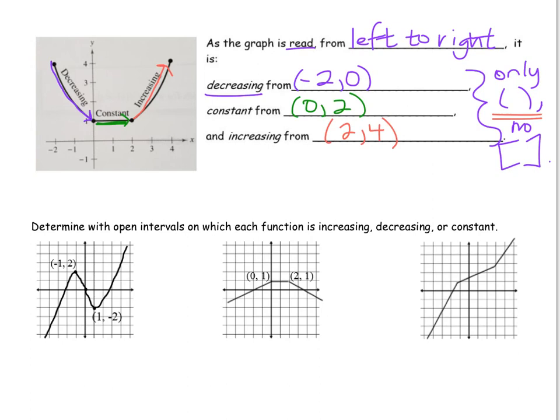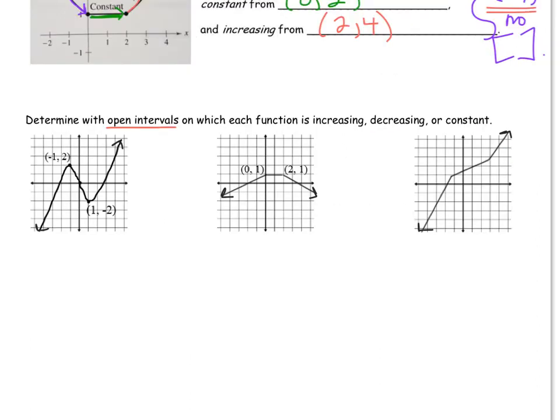In the 3 graphs at the bottom, it says determine with open intervals on which each function is increasing, decreasing, or constant. So we're just going to apply those 3 terms with these examples at the bottom. For all 3 of them, would you please add arrows at the edges on the left and the right-hand side? For some reason, we didn't have them in the initial video template, so make sure to add those in, and then we'll walk through increasing, decreasing, and constant.